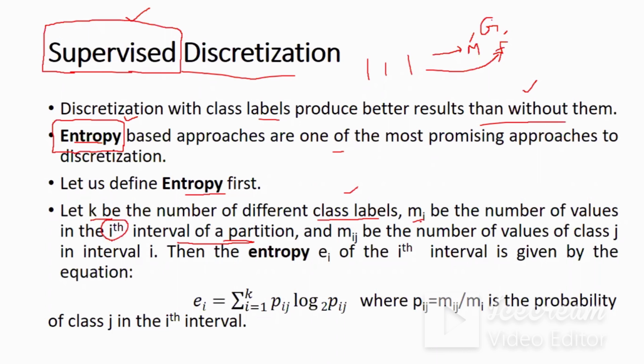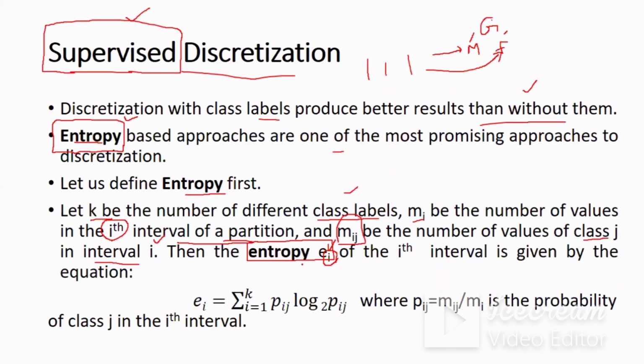So therefore, let us say mi is the number of values in the ith interval of the partition, and mij is the number of values of class j in the interval i. So what we are trying to talk about here is the entropy ei. We are trying to measure the appropriateness of the interval i, whether the interval that I have divided is appropriate or not. That is what is the most important.